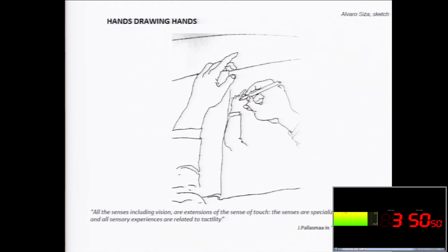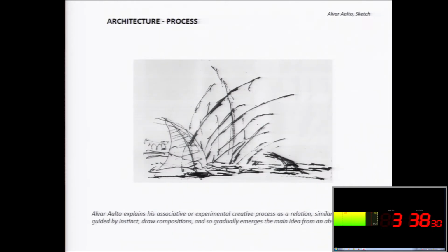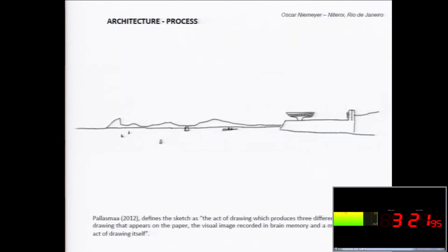For architecture and photography, senses are very important, and especially the hands, as we can see here in this sketch of the architect Álvaro Siza, these hands drawing hands. This process of creation is seen in this sketch of Alvar Aalto. He uses drawing as a process, similar to abstract art, guided by instinct to draw the main idea of the building that appears from an abstract base.